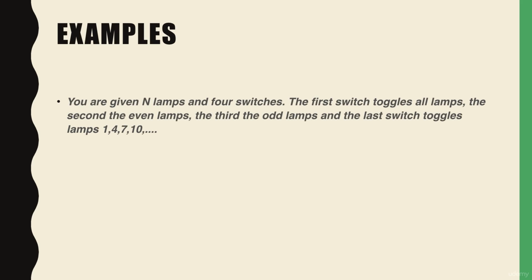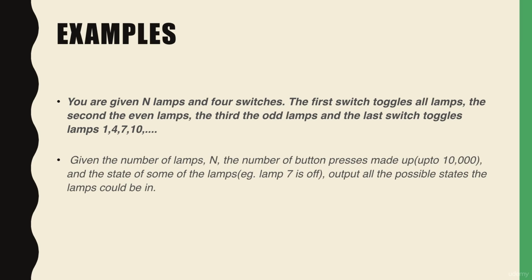In the first example, you are given n lamps and 4 switches. The first switch toggles all lamps, the second the even lamps, the third the odd lamps, and the last switch toggles 1, 4, 7, 10, etc. Given the number of lamps n, the number of button presses made, up to 10,000, and the state of some of the lamps, for example lamp 7 is off, output all the possible states the lamps could be in.